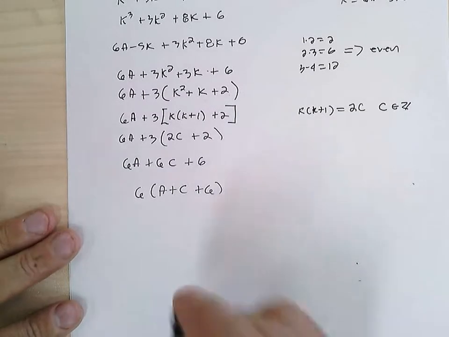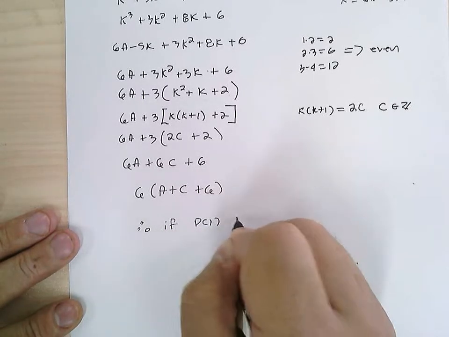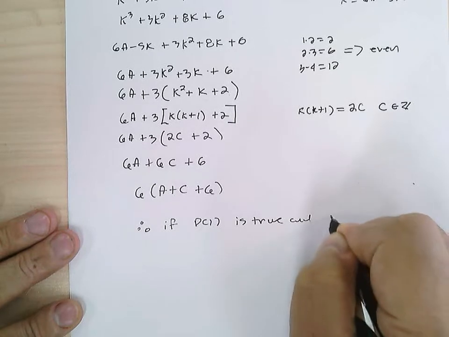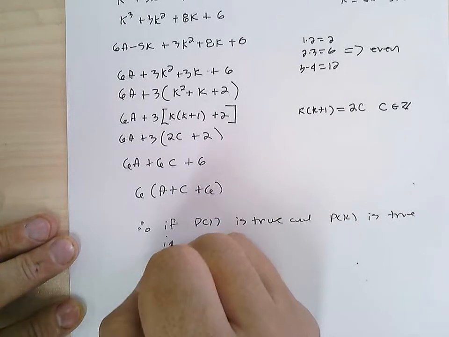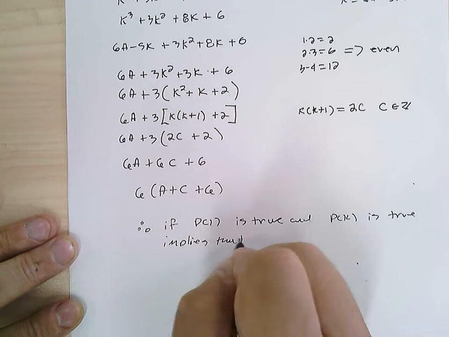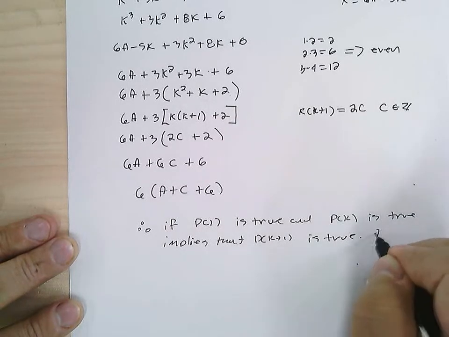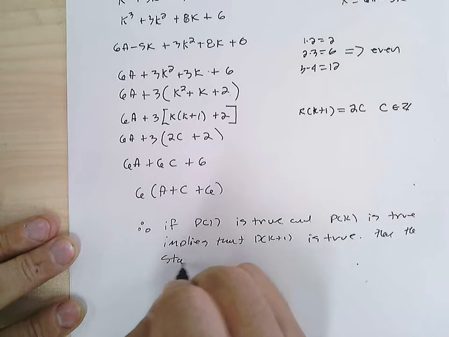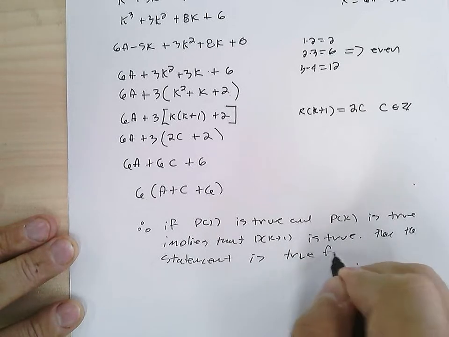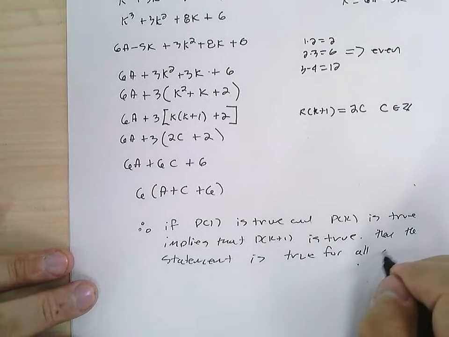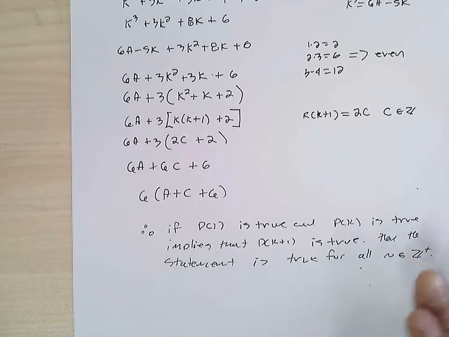And then I finish it off with my statement. Therefore, if P of 1 is true, and P of k is true implies that P of k plus 1 is true, then the statement is true for all n in the element of the positive integers. Make sure not to leave anything out. All right? Sound good? There you go.